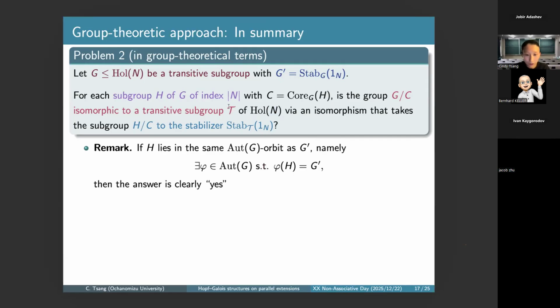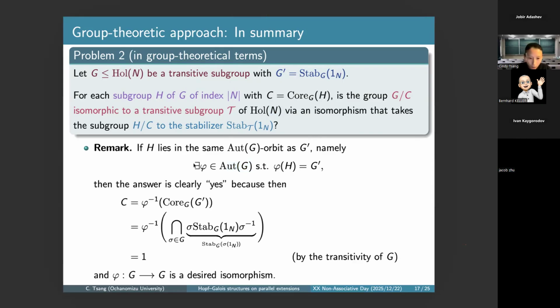So just a remark. For H, if this H is actually in the same Aut(G) orbit as G prime, the stabilizer of 1, so it means that you can find an automorphism of G that takes H to G prime, then the answer is clearly yes in this case. Because in this case, the core of the stabilizer is going to be 1 because G is transitive.